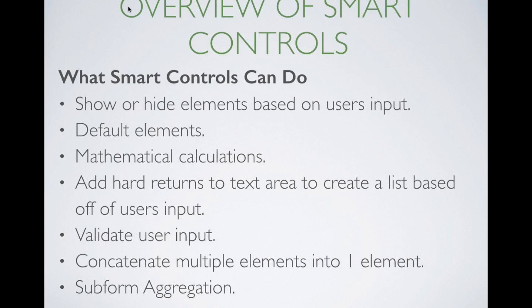You can also add hard returns in a text area to create a list based off of a user's input. Then you can validate the user input with our validation or with our client validation. You can concatenate multiple elements into one element, and you can do subform aggregation. If you're unfamiliar with some of this, I will be showing you a demo of what some of these functionalities look like on the iPad, as well as how I did that within the Form Builder.